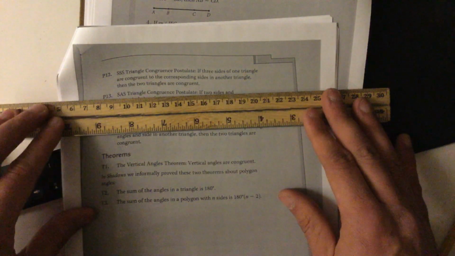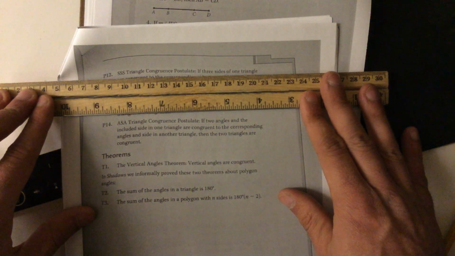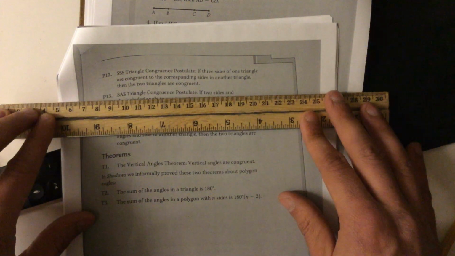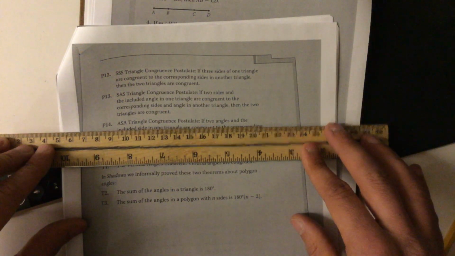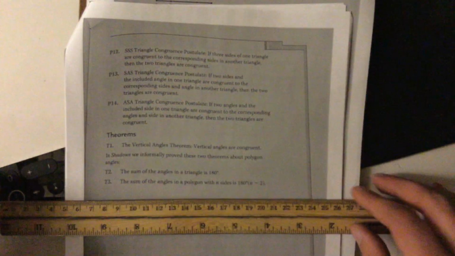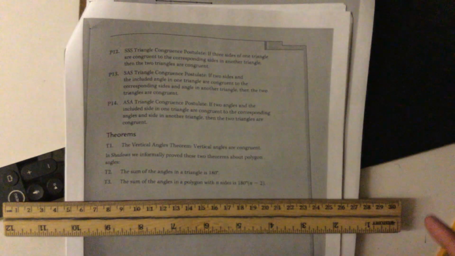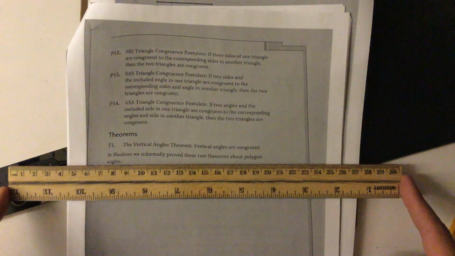And here's ones that we're pretty familiar with. Our side triangle congruence postulate. Side triangle congruence postulate. And angle triangle congruence postulate. Excuse me. Next up are theorems. Here's 3 theorems. The vertical angles theorem is the first one we proved.